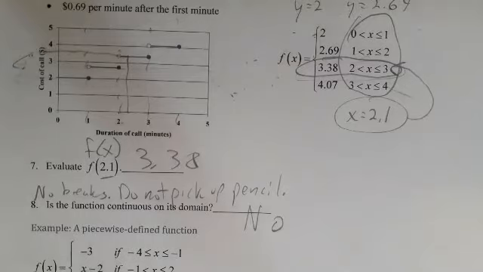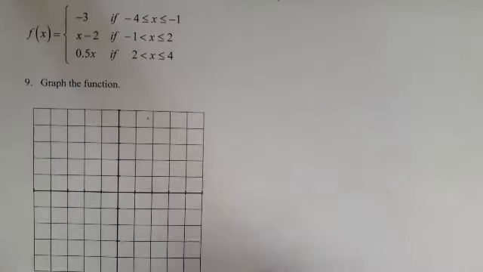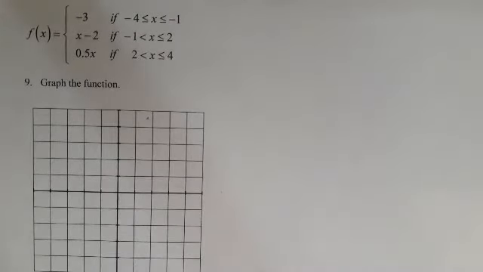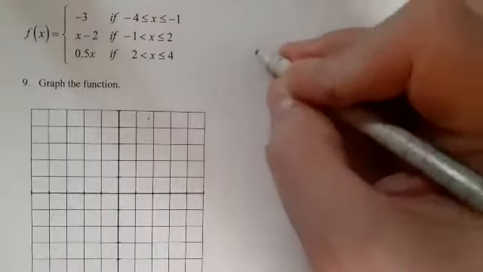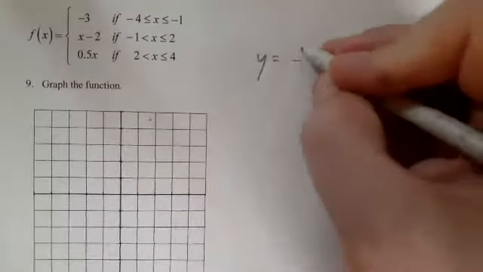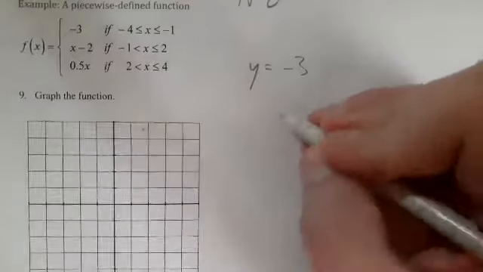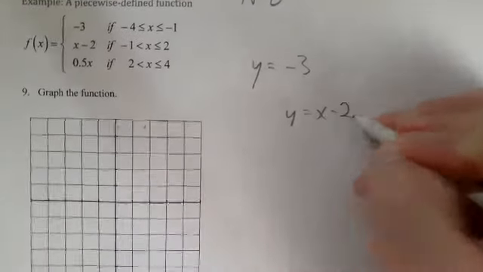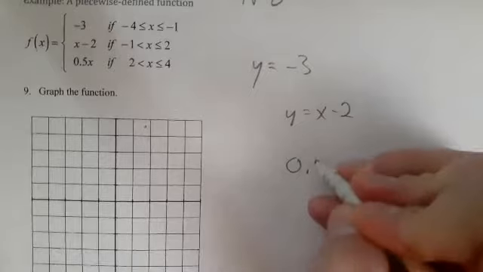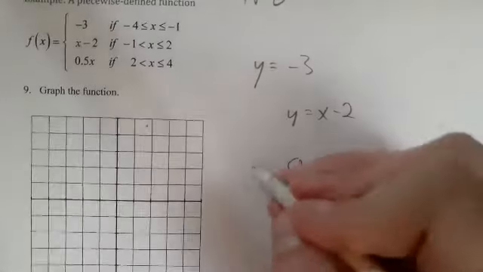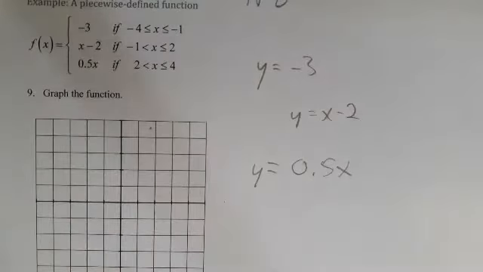Okay. So this thing we want to graph. We want to graph a piecewise function. So remember, there's three things here I want to graph. One looks like y equals minus 3. There's another one that looks like y equals x minus 2. And there's another one that looks like y equals 0.5x.